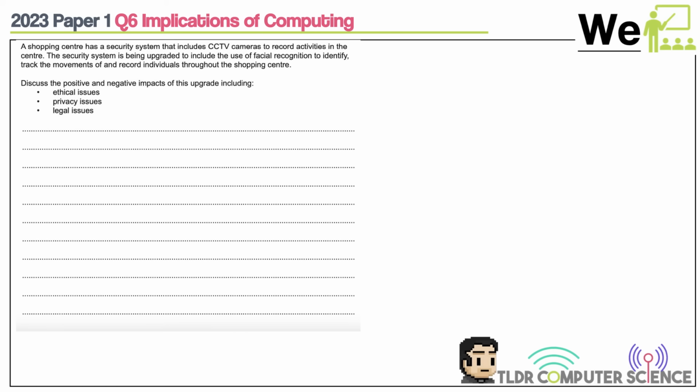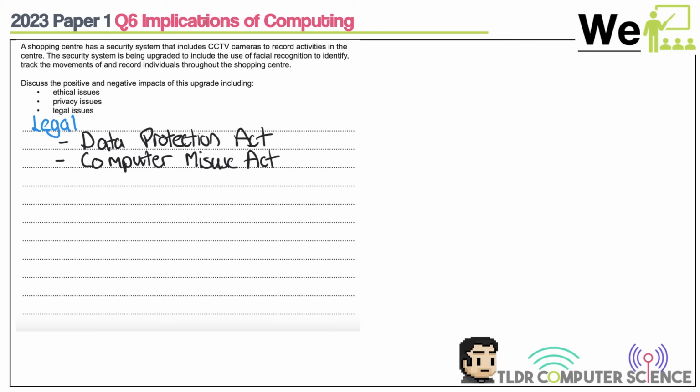Like I say, there's many things that we could say, but why don't we start from the point of view of legal issues, because that's something that we have covered and we can talk about in terms of knowledge. Legal, we can talk about the Data Protection Act. We can also talk about the Computer Misuse Act. And finally, the other bit of legislation we need to know about is the Copyright, Designs and Patents Act.